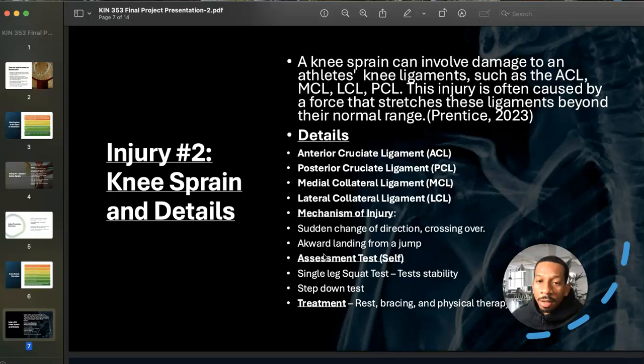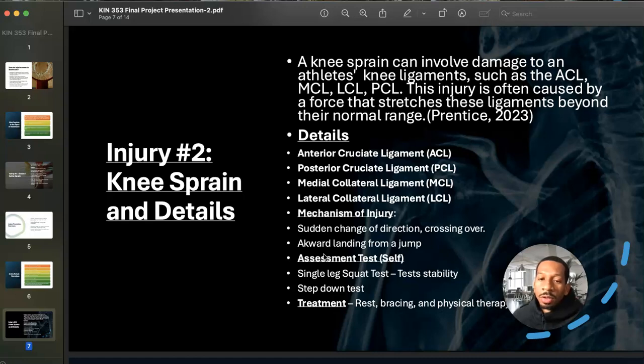I listed all of the ligaments that could be affected in a knee strain or sprain, but here we're going to focus on the anterior cruciate ligament, or the ACL. That's often the one that is sprained or injured with most athletes that play basketball. So the mechanism of injury here is a sudden change of direction or crossing over.